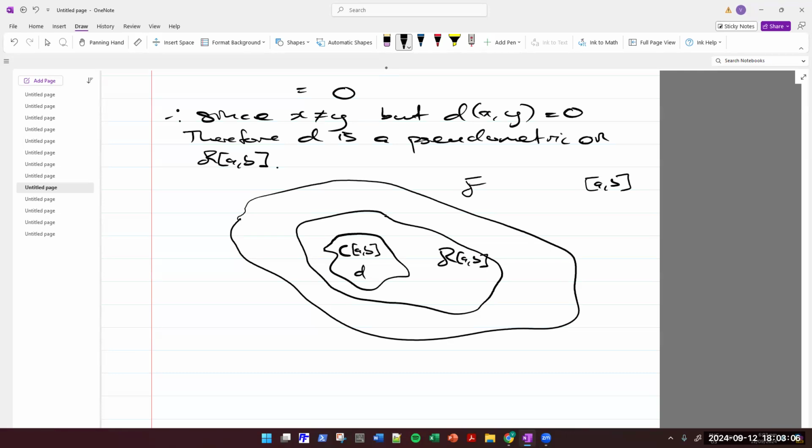The metric can't distinguish between points that are very close together. The metric should be able to distinguish between them, but the metric is telling us it's zero. So it's telling us that these points are the same. There's a way around it, using equivalence classes, but I'm not going to do that problem. So if you want to, you can look that up.